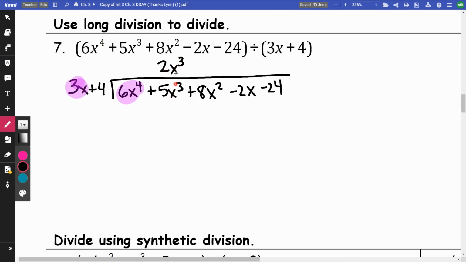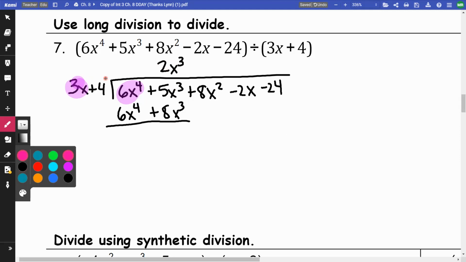Line it up. Now I'm going to multiply this 2x cubed times 6 times 3x, which is a 6x to the 4th, and the 2x cubed times 4, which is an 8x cubed. And then we subtract. So when I subtract, I make everything opposite, negative, negative. And then when I combine, I get a negative 3x cubed. I bring down my next term, which is a positive 8x squared.